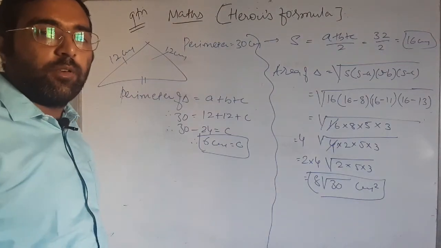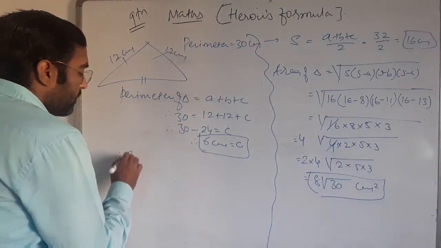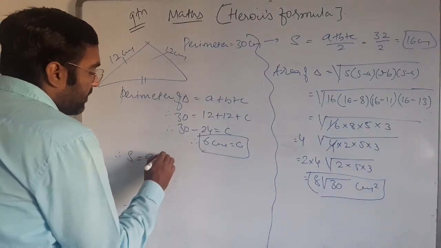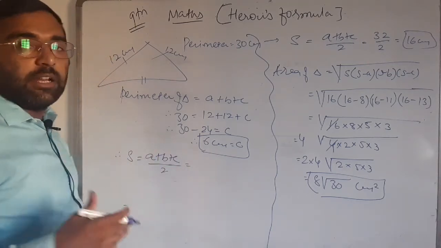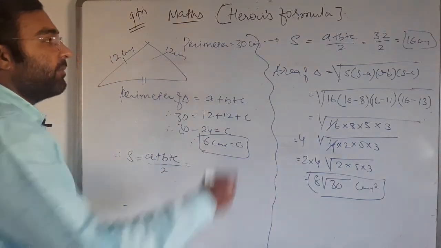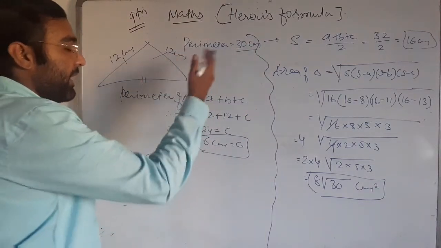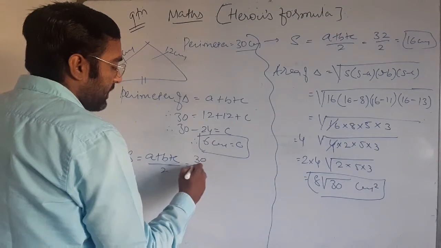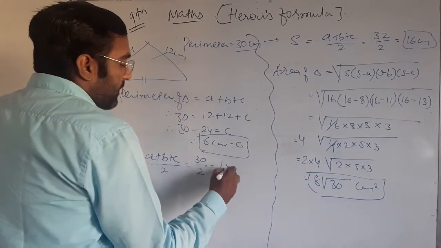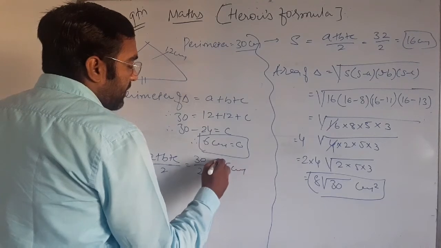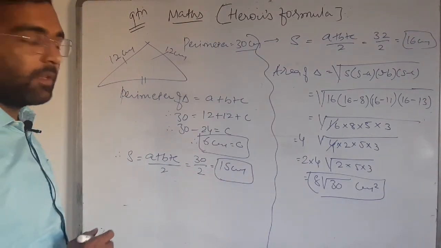Okay, so for that, first of all we have to find the semi perimeter. The semi perimeter S equals (a plus b plus c) by 2. Here a plus b plus c is the perimeter of the triangle, and the perimeter is given as 30. So without wasting any time we put 30 directly as a plus b plus c and divide by 2. So 30 by 2, that is 15 centimeter, your semi perimeter.